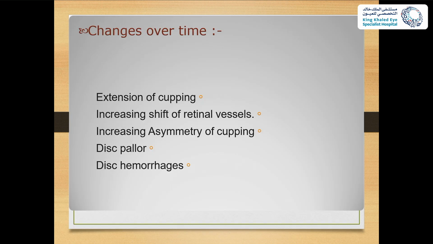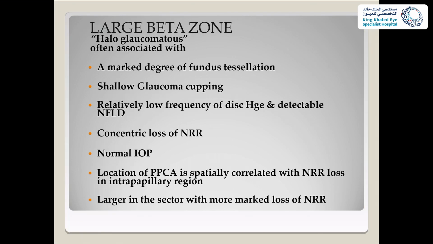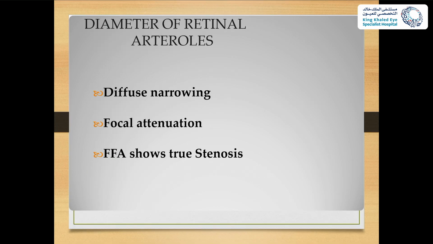Changes which happen over time include extension of the cupping, increasing shift of retinal vessels, nasalization, increasing asymmetry of the cupping between both eyes, an increase in the disc pallor, or the presence of disc hemorrhages. The diameter of retinal arterioles on the optic disc shows diffuse narrowing that comes with advancing disease, and focal attenuation. If you do fluorescein angiography, it can show the stenosis.